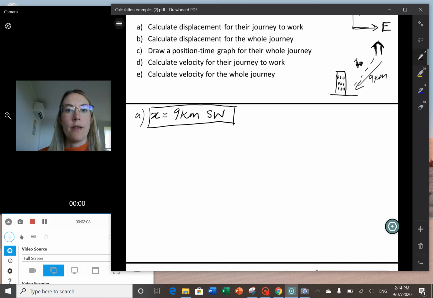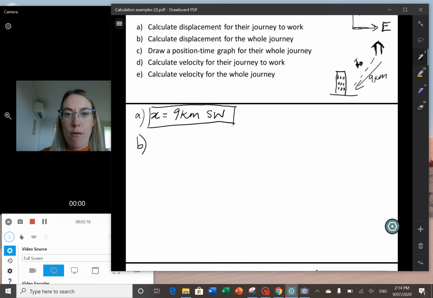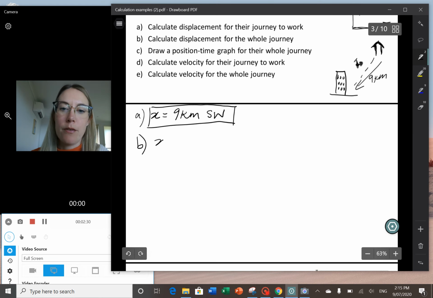Next, we're being asked to calculate the displacement for the whole journey. We want to remember that, like I just said, displacement refers to magnitude and direction. If the whole journey involves them starting at their house, going to work, and then ending at their house, that means that they've finished where they started, and so they haven't moved in a particular direction, which means that displacement is going to be equal to 0.